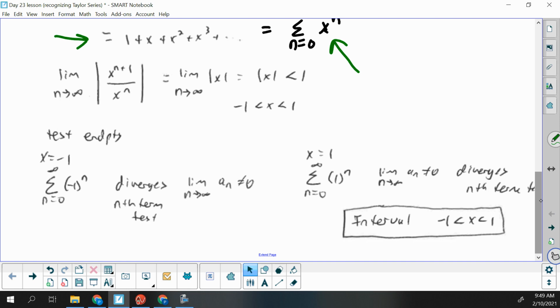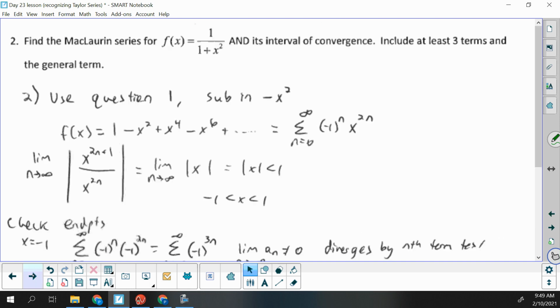Now these next couple questions kind of build off of each other. So we want 1 over 1 plus x squared. We can take what we did in the previous question and just sub -x squared in. So in this line here, you would need the first 3 terms and then the summation you would need.